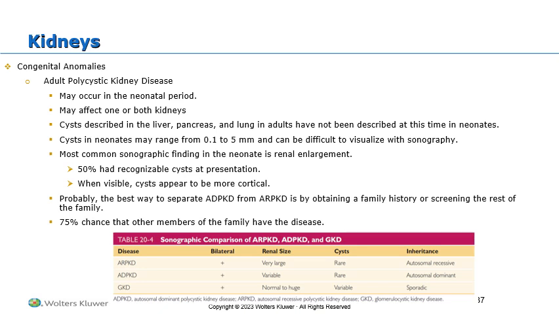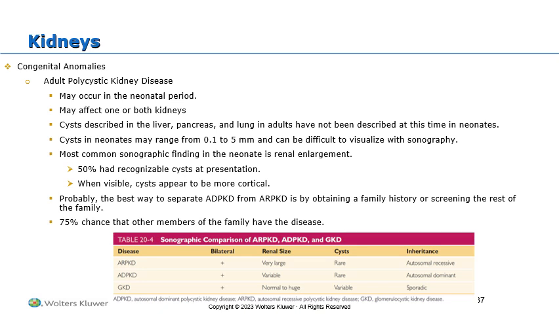When visible, the cysts typically appear to be in the cortical area more so than in the medulla and other regions. Probably the best way to separate adult from infantile polycystic disease is by getting that family history or screening the rest of the family, or there are genetic tests that might assist in that. It's a 75% chance, especially with the dominant disease, that other members in the family have the same disease.